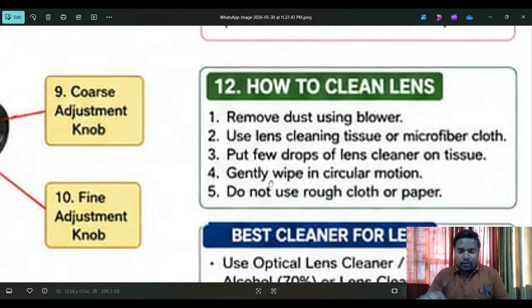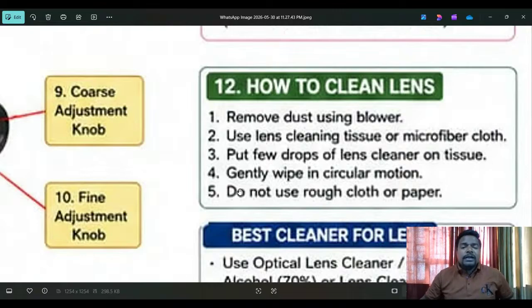If you don't have them, then you have to ask the hospital management and company persons where you are working, under any managers. Then you have to inform them, sir, I need these things, sir. Otherwise, I cannot provide services for the microscope, sir. You can demand it. Okay, right. And the third one: put a few drops of lens cleaner on the tissue. Don't use any other liquids, okay, they are going to damage the lens.